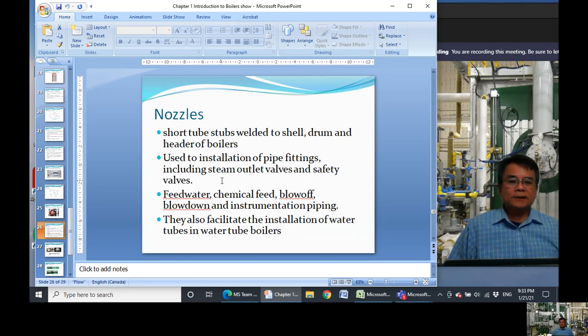Now, lots of things you can connect in there. The common things you find in there are the feed water line, and the chemical feed, which is a really tiny one, and the blowdown pipe at the bottom of the boiler. You should have seen those blowdown pipes at the bottom already. Now, the fire tube boiler, we have two. And the water tube boiler has one at the front. Those are connected to the nozzle. Okay. And some of the nozzles for the water tube boiler can connect the water wall tube too.